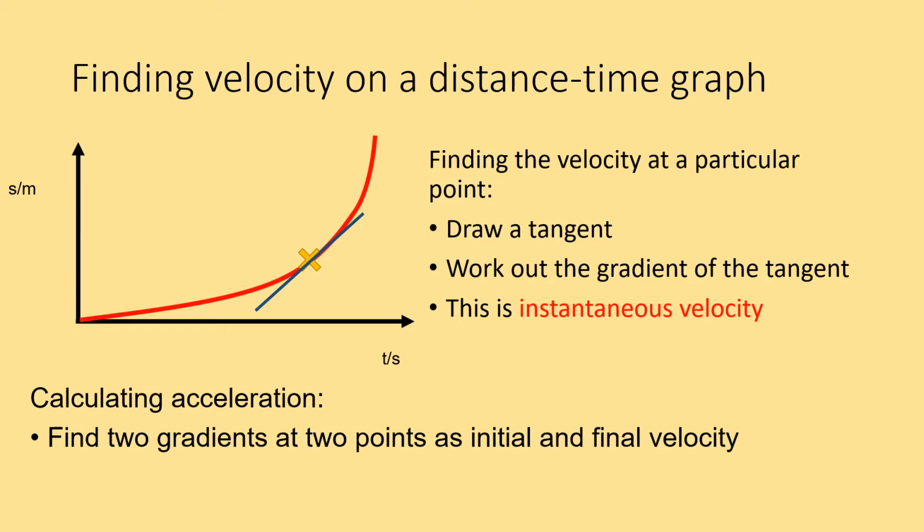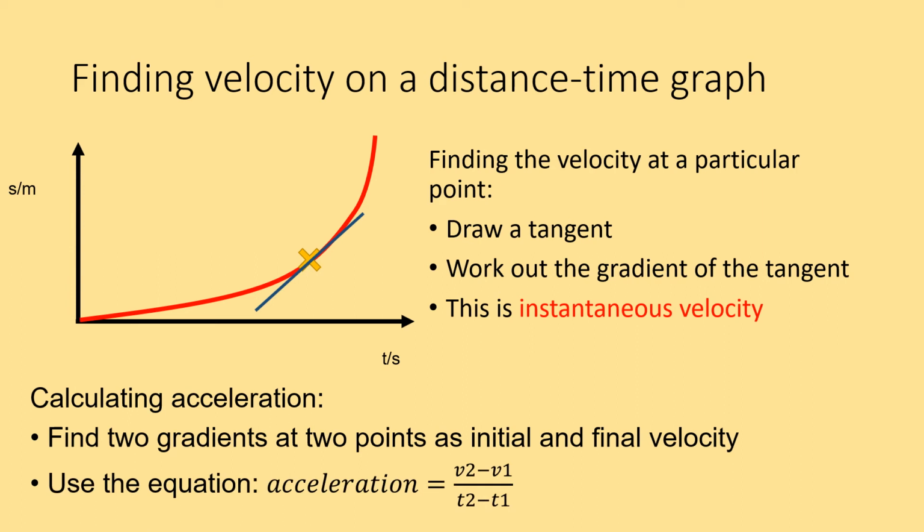If we want to calculate the acceleration, then we take 2 gradients at 2 points, that's the initial and the final velocity, and divide that by the time taken to get between those points. So then we have the equation v2 minus v1, or v minus u, divided by t2 minus t1.